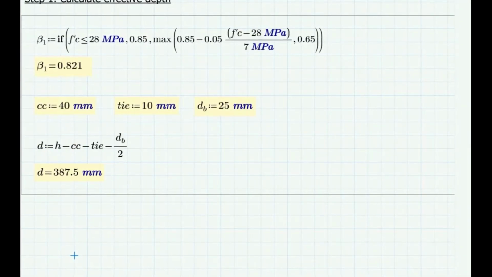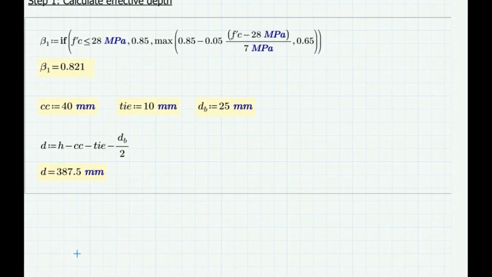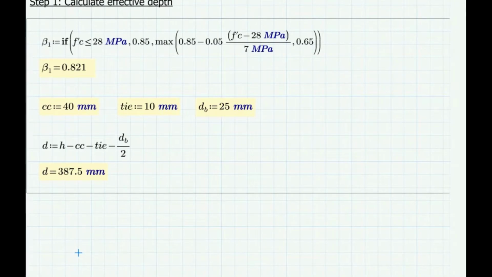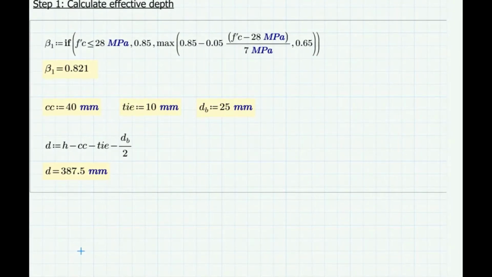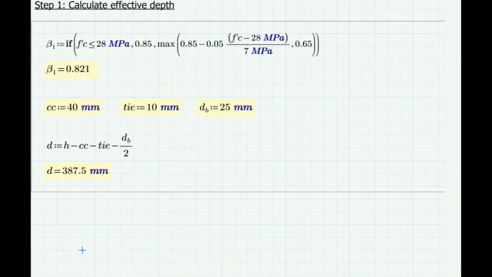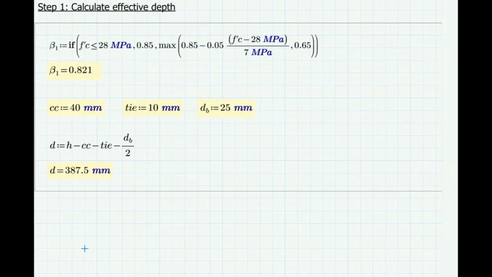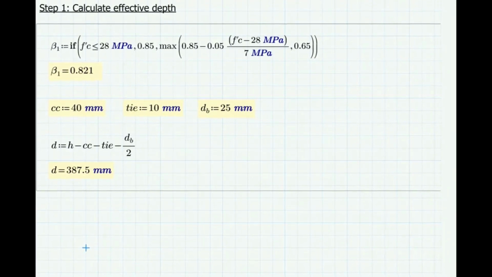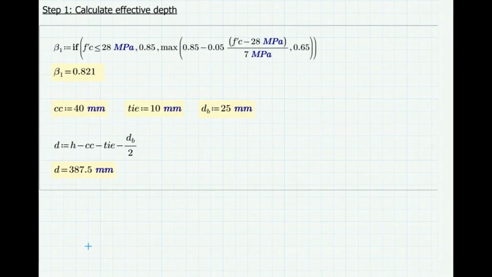Effective depth is calculated as h minus the cover minus the tie or the stirrups diameter minus half of the diameter of the main bar. So we get an effective depth of 387.5 millimeters. Also, please note that based on the given thickness of the beam, h, the deflection is assumed to be within allowable values, so we will not check for deflection.